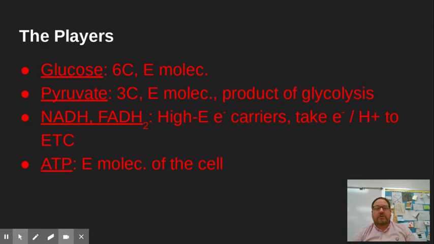NADH and FADH2, think of those as electron carriers. They strip away electrons and associated protons from food molecules, and then they transport them to the electron transport chain. And then ultimately, ATP is what the cell's going to make and what it's going to run on.